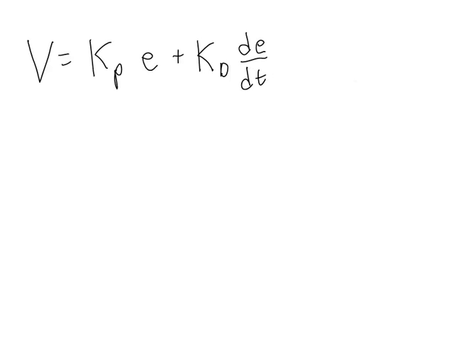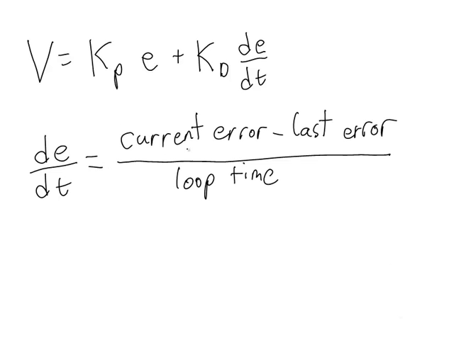Since we'll be implementing this equation in our microcontroller code, we won't be able to directly calculate the derivative of error. We'll approximate it like this. We'll say that the derivative of error with time is equal to the current error in position minus the last error in position. That is, what the error in position was the last time we went through the control loop. And we divide this by the amount of time that it takes to get through one loop in our code.